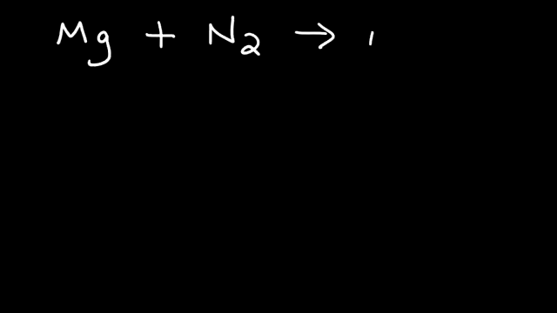In this video, I want to talk about how to balance a chemical equation. So let's start with this example. Let's say we react magnesium with nitrogen gas, it's going to produce a compound called magnesium nitride. So what do we need to do in order to balance the chemical equation?